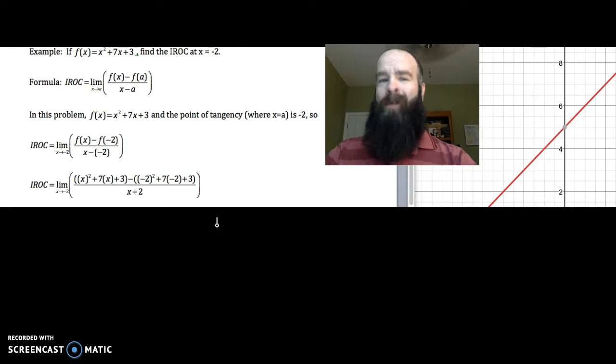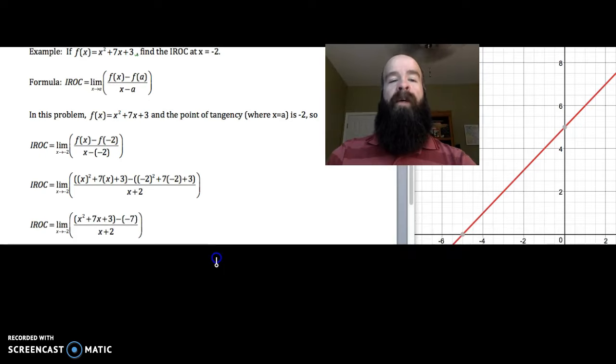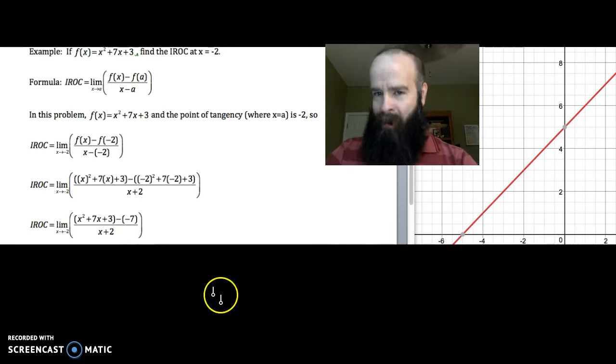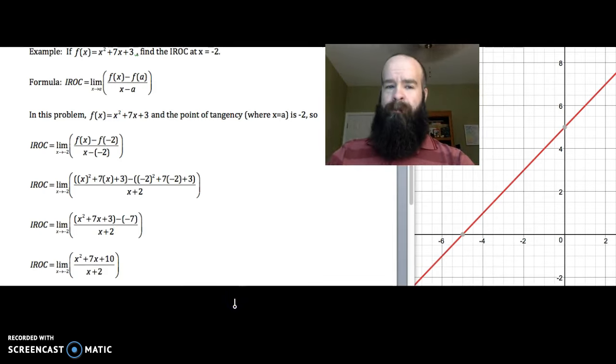Now I can obviously do some simplification here. I'm going to simplify x squared plus 7x plus 3 into x squared plus 7x plus 3, and then I'm going to do the arithmetic in the second set of parentheses, which actually comes out to -7. Now, clearly, we have some common factors that can be combined. So I'm going to combine those, and that would look like this.